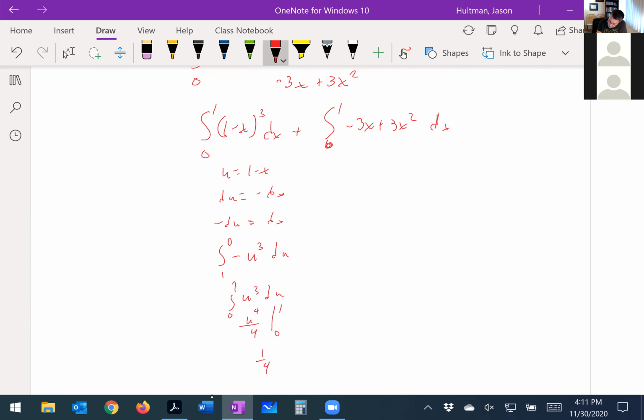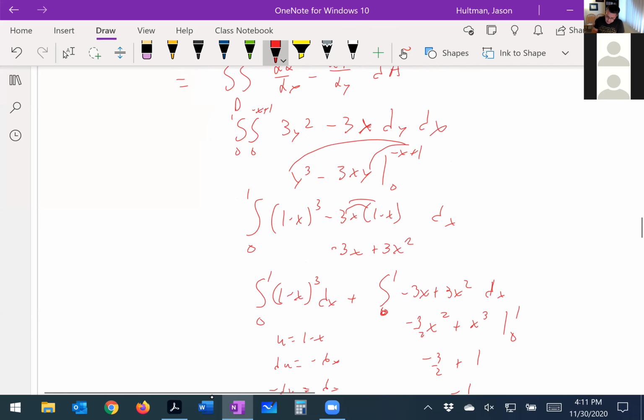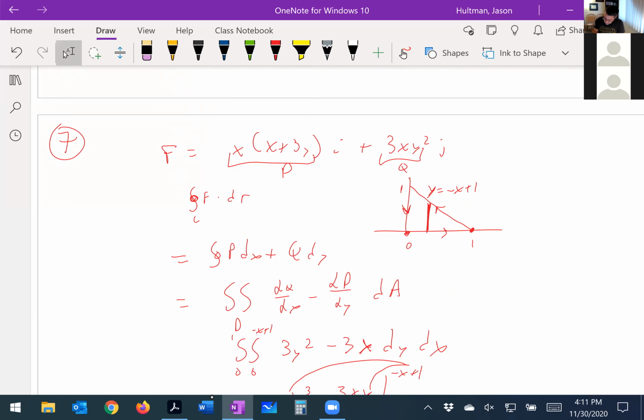Okay, what about over here? Over here, we're going to get negative 3/2 x squared plus x to the 3rd, right? Evaluate this from 0 to 1. Plug in the 1, that's negative 3/2 plus 1, so that's negative 1/2. I'm going to take 1/4 and subtract off 1/2, which is negative 1/4. So the work done is negative 1/4, which means that it's going against whatever the flow would be.